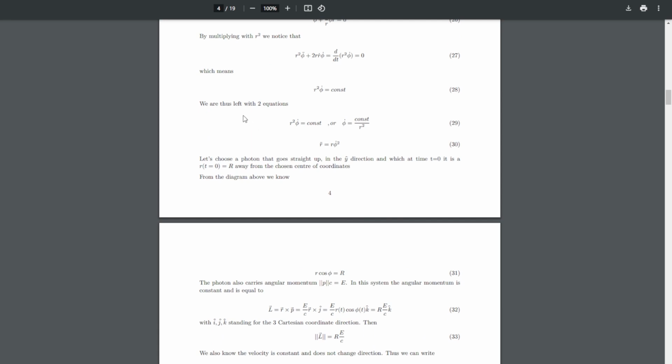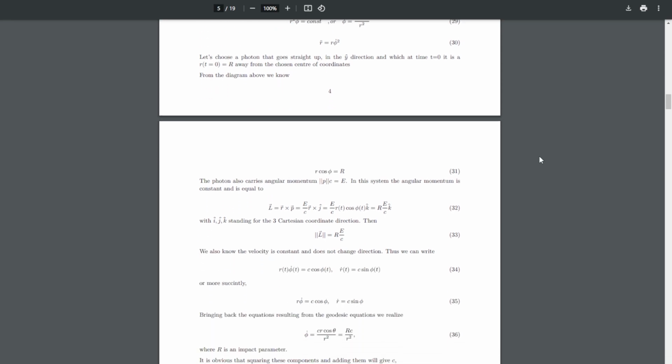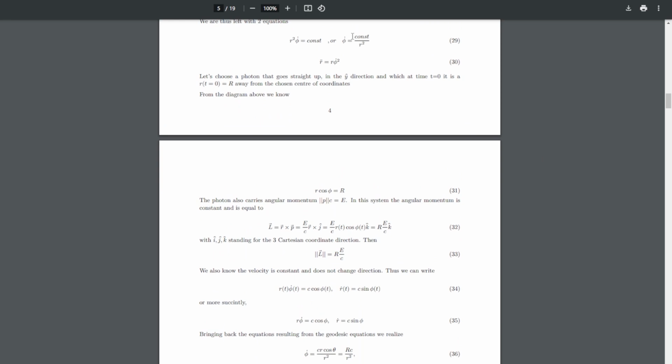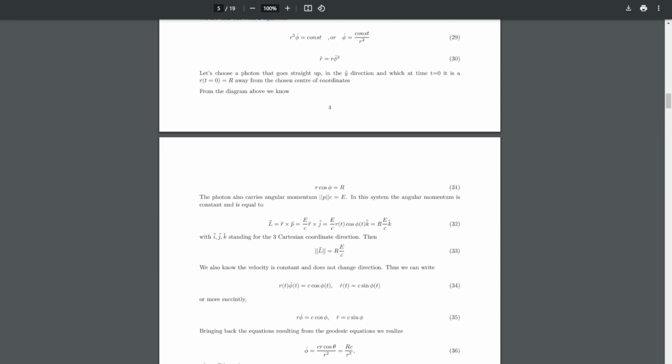So we end up with these two equations of motion: r squared phi dot equals constant, and r double dot equals r phi dot squared. And using these two equations of motion, we can trace the path of the photon in spherical coordinates. Now, in order to find out what this constant is, so phi dot equals constant over r squared, we need to think a little bit about our physical situation.